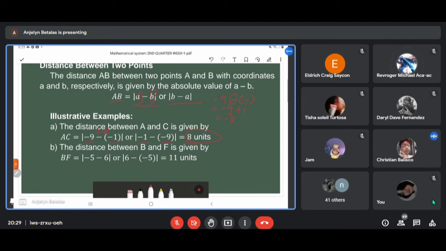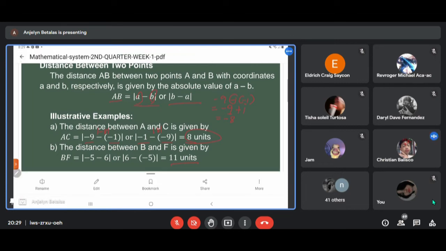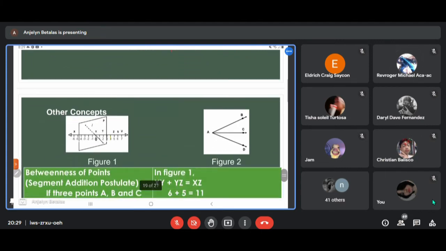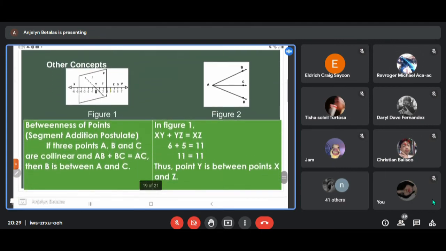Yes, ma'am. And negative 1 minus negative 9? Definitely the absolute value of 8. They're both equal to 8 units. Now, the distance between B and F is given by negative 5 minus 6, or 6 minus negative 5. It is also equal to 11 units. Understood? Yes, ma'am. Okay.